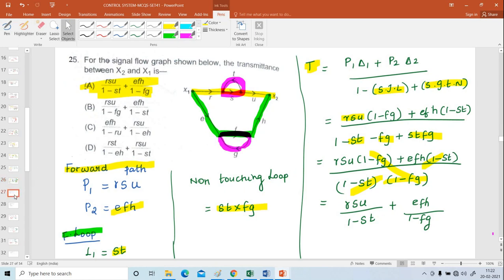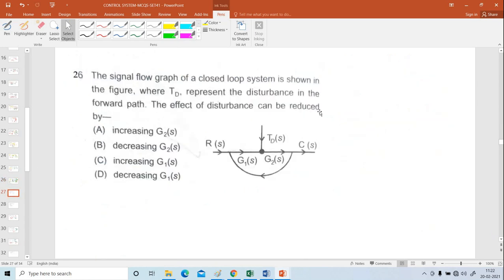And next problem. The signal flow graph of a closed loop system is shown in figure, where TD represents the disturbance in the forward path. The effect of disturbance can be reduced by, see, I am going to find out C of S divided by TD of S. TD of S is the disturbance. So, plus 1 divided by 1 minus G1, G2 into H1.